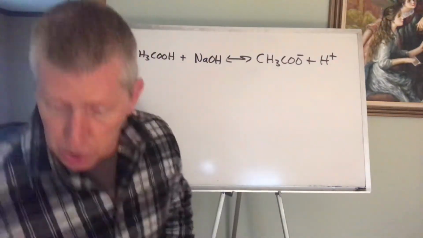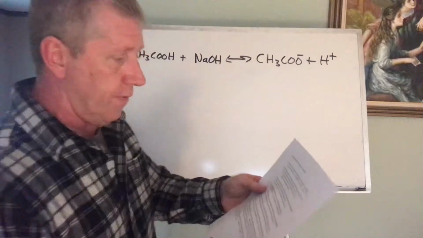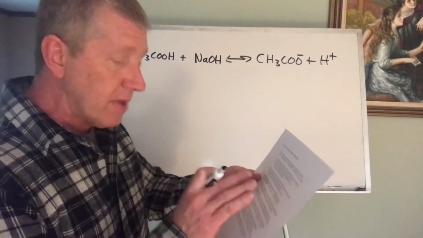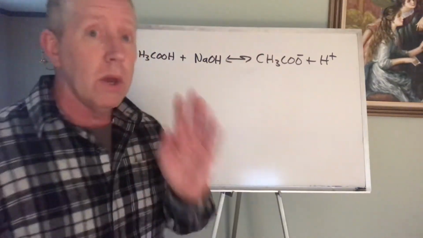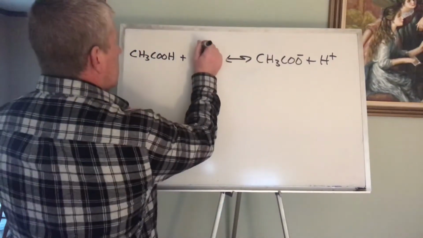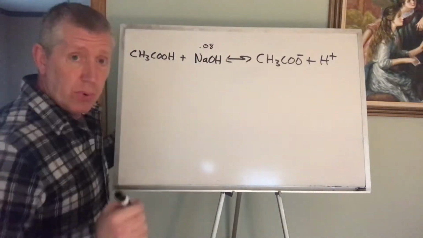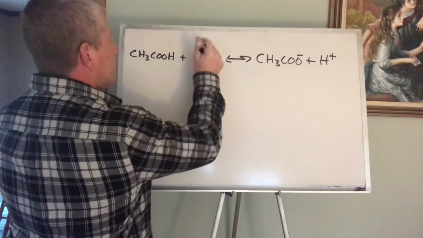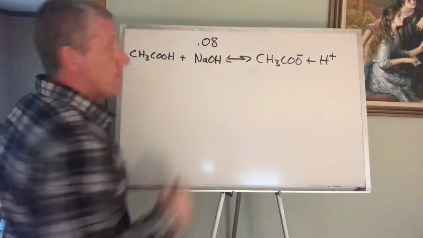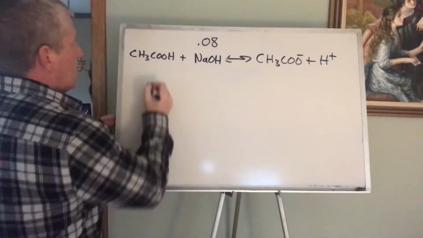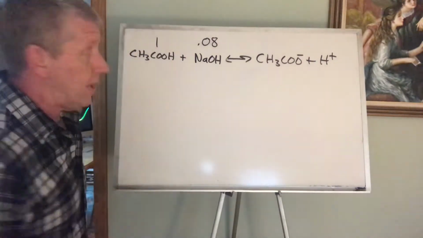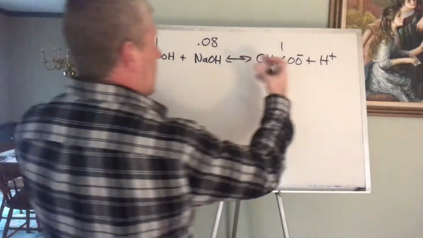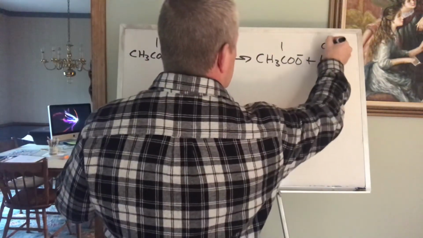So what do we have for starters? How much sodium hydroxide do we add? 0.080 moles of it. So 0.08 of it. That's kind of small on that screen. Now we'll make it a little bigger. All right, 0.08. We start out with 1 of this. Okay, we have 1 of this. So we're kind of hanging around here, going back and forth. We don't have any of this to start.